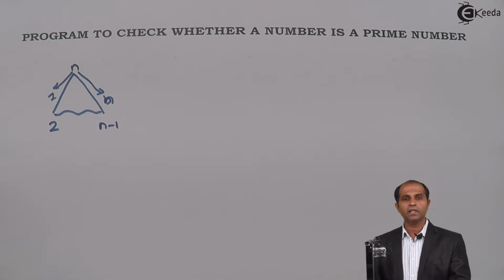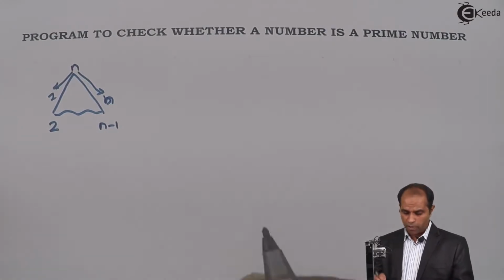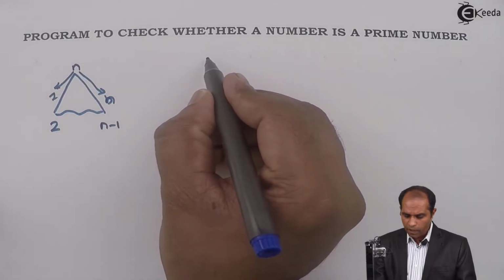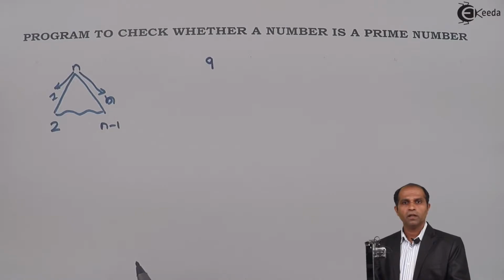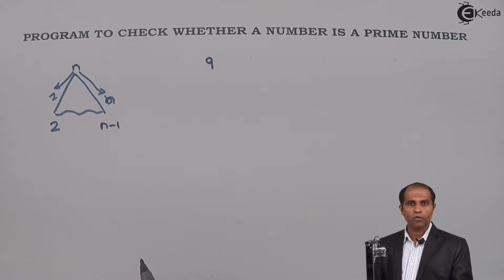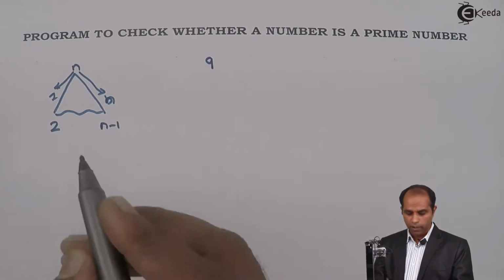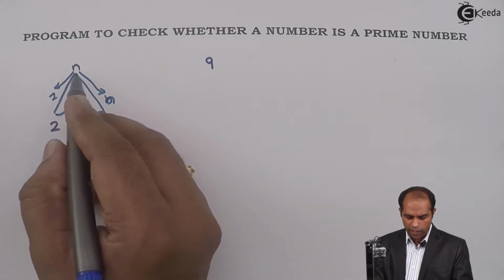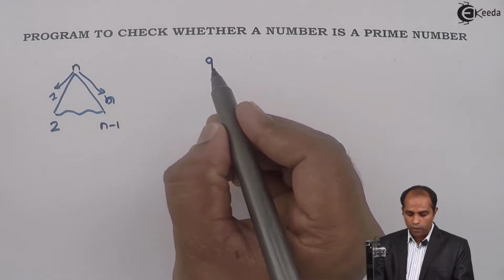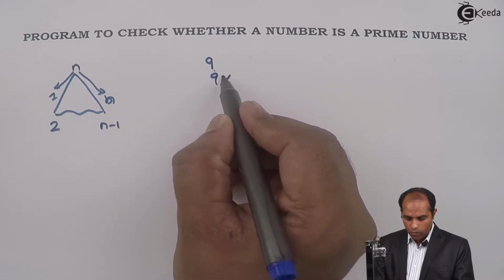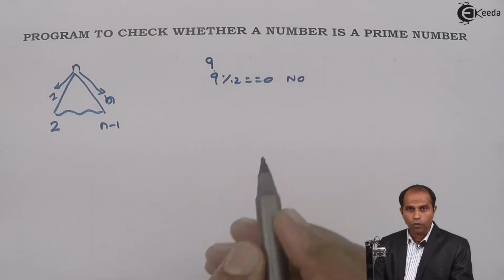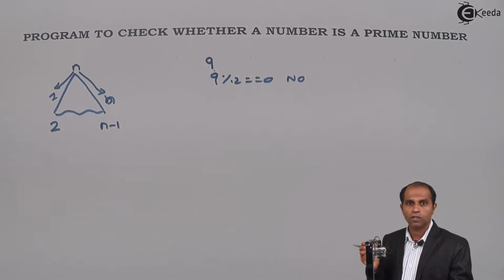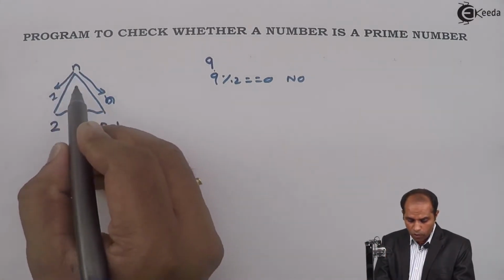Let's check mathematically how I say a number is a prime number. Suppose I take the example of 9. 9 will be called a prime number if it is not divisible by any number from 2 to 8, because n is now 9. So I'll divide it by 2. Is 9 mod 2 equal to 0? No. If the answer comes as no, will you say the number is prime? No, not necessarily, because it might be divisible by some more numbers in the future.